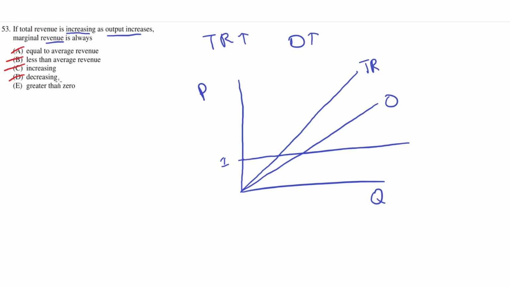This is the correct answer because marginal revenue must be greater than 0 because total revenue is increasing. Total revenue being an upward sloping graph means that marginal revenue, as the slope of the total revenue curve, must be a positive number because total revenue is an increasing graph. So E is the correct answer.